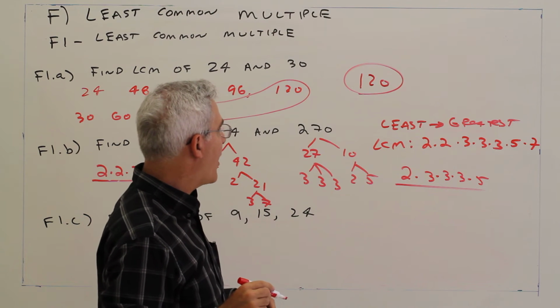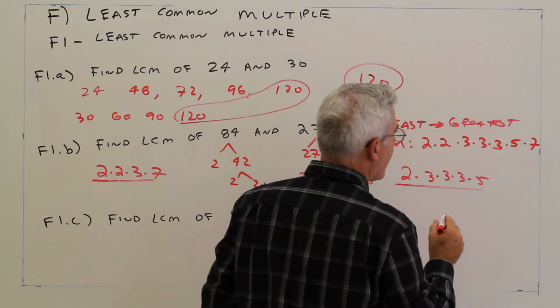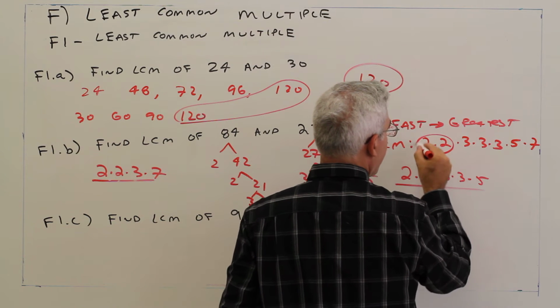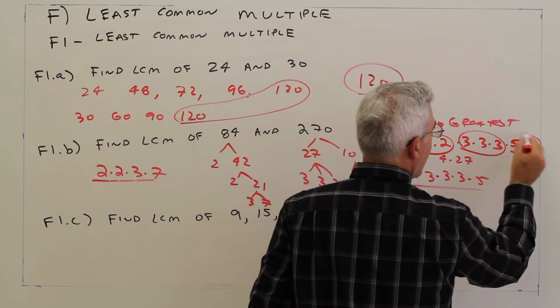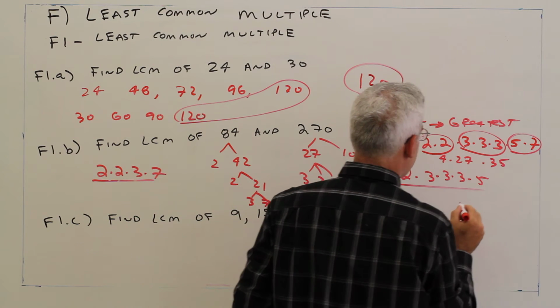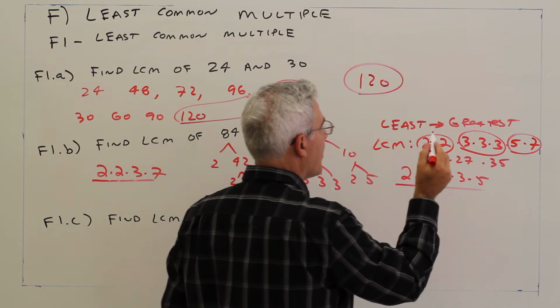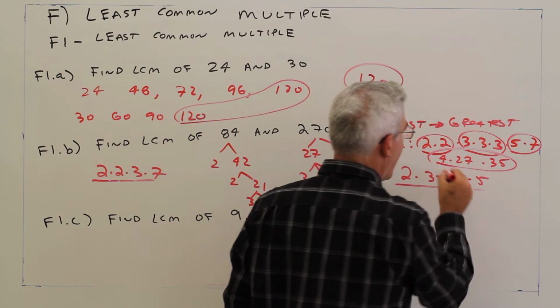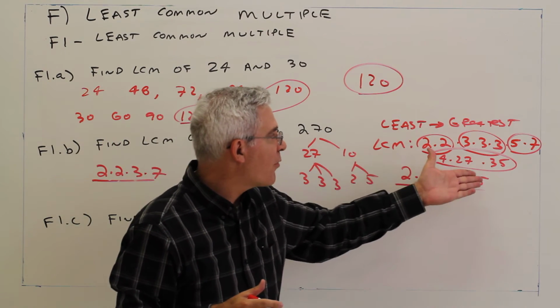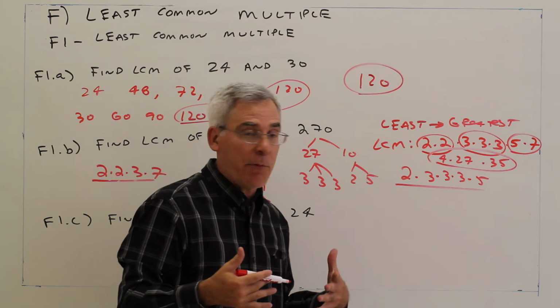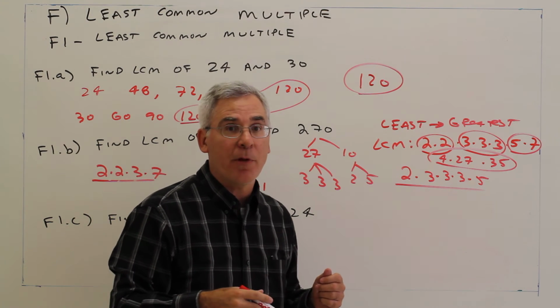Okay, so now I've got to multiply that out. Let's see what we've got here. So we've got a 4 and a 27 and a 35. All right, so I'll leave that up to you. I just want to save time and not make the video be too long. So whatever 4 times 27 times 35, that would be the least common multiple.